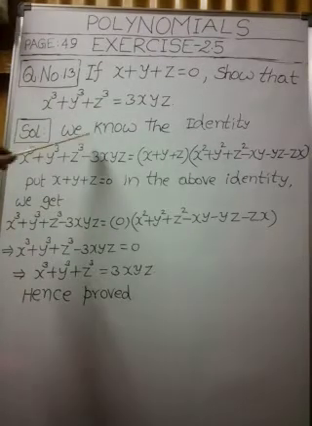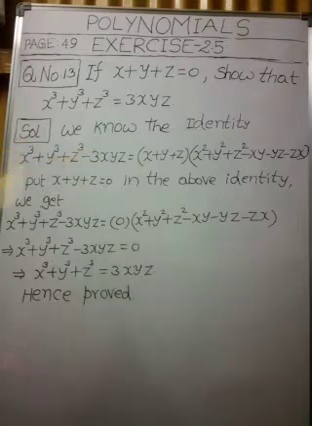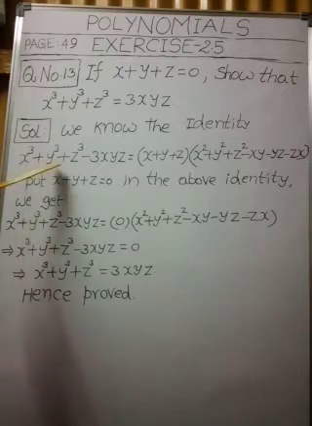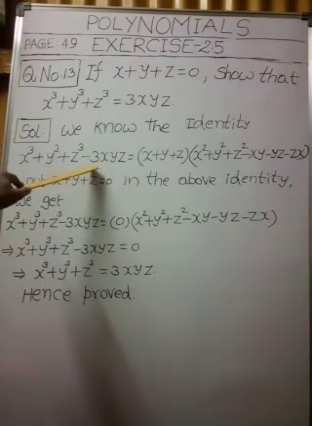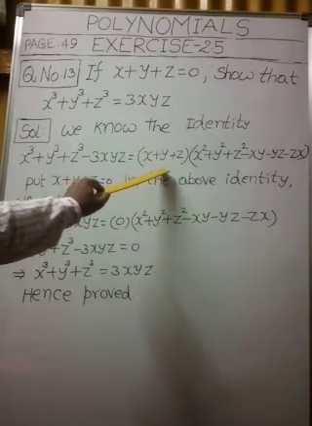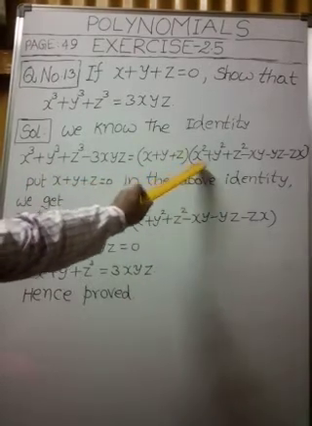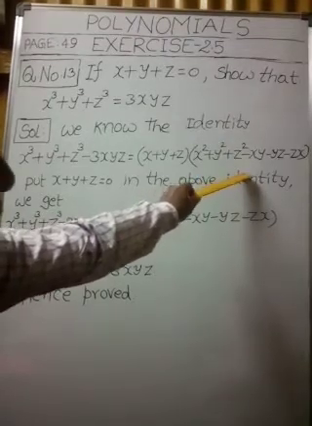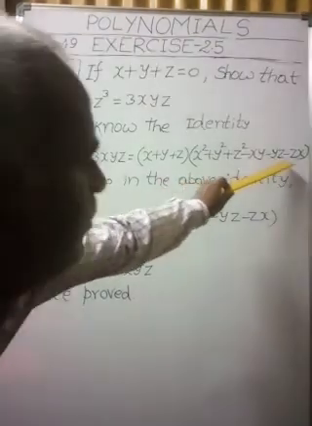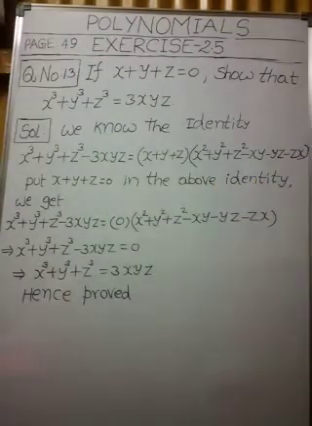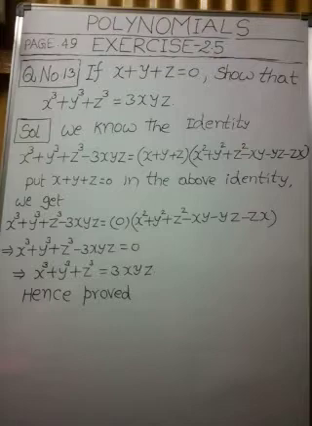Right. We know the eighth identity; with the help of the eighth identity, we prove the statement. x cube plus y cube plus z cube minus 3xyz is equal to (x plus y plus z) into (x square plus y square plus z square minus xy minus yz minus zx). This is nothing but the eighth identity. I hope you have learnt it well, my dear children.